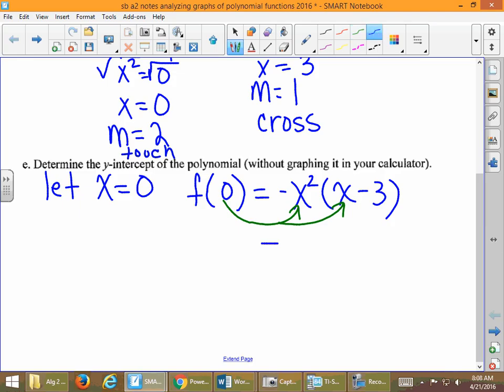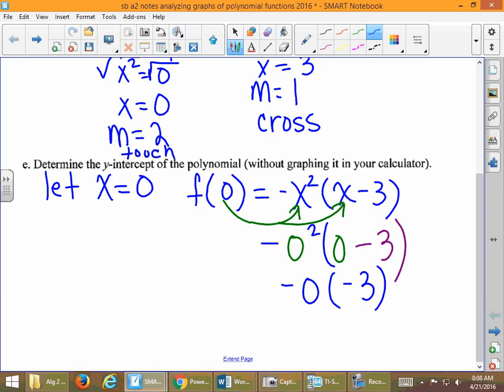So we get negative 0 squared times 0 minus 3. Oh, wrong colors there. But ultimately what we end up with is negative 0, because 0 squared is 0. And then 0 minus 3 is negative 3. What is negative 0 times negative 3? It is 0. And after we found out that this was 0, we didn't even really need to write that negative. So our y-intercept of the graph is 0, 0.